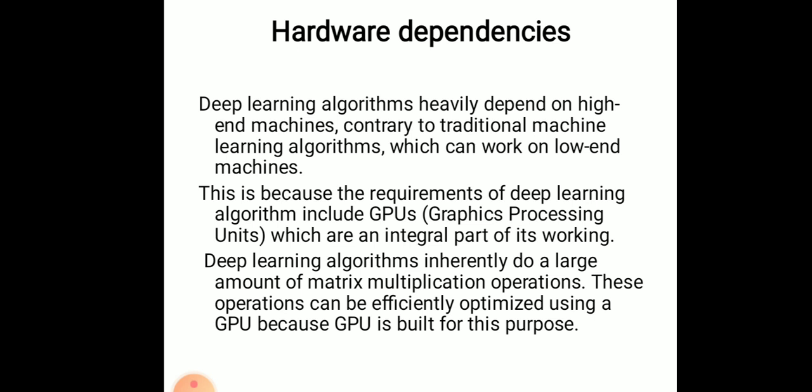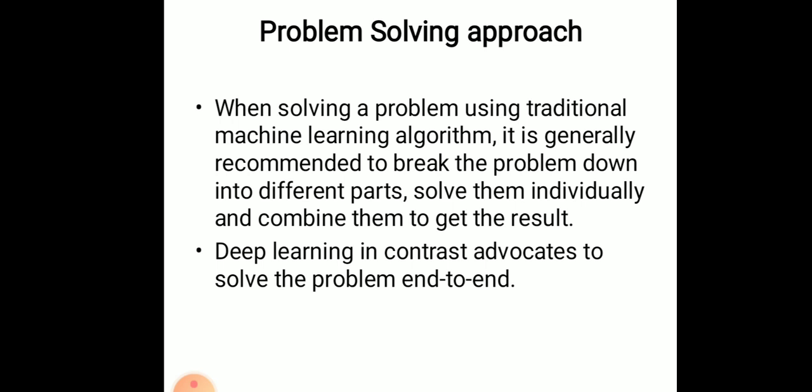If you talk about hardware dependencies, it's very simple. Deep learning is very much dependent on hardware, but if you talk about the performance of deep learning, it is much better than machine learning concepts. In the same way, consider the problem solving approach that deep learning or machine learning takes. In machine learning, it is generally recommended to break down the problem into separate parts, solve each and every part one by one, and then finally give you a result. On the other hand, deep learning advocates solving the problem end to end.